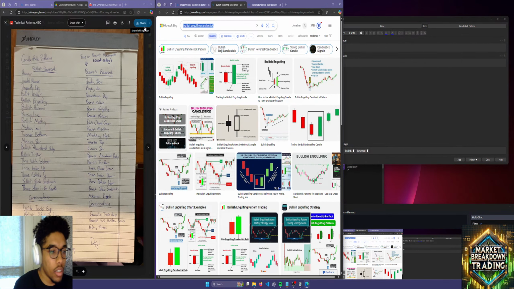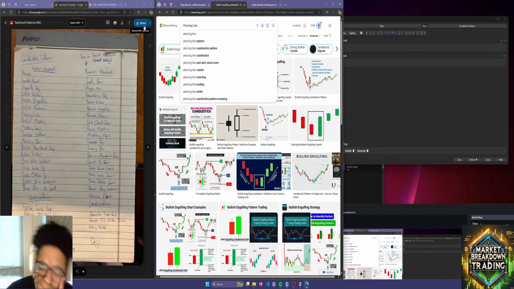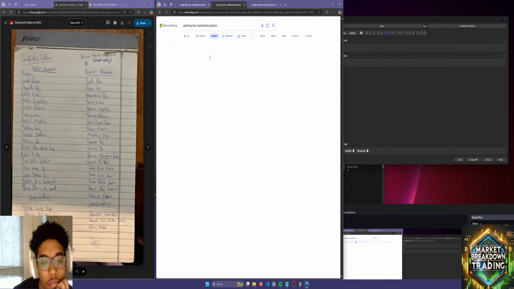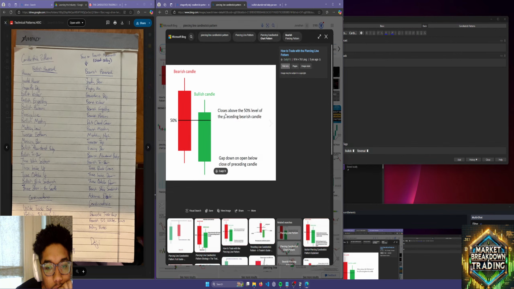Alright, then we have piercing line. Piercing line has something to do with the middle of a bearish candlestick. I think a bullish candlestick is formed at the 50% middle line of the bearish one. Closes above, okay.